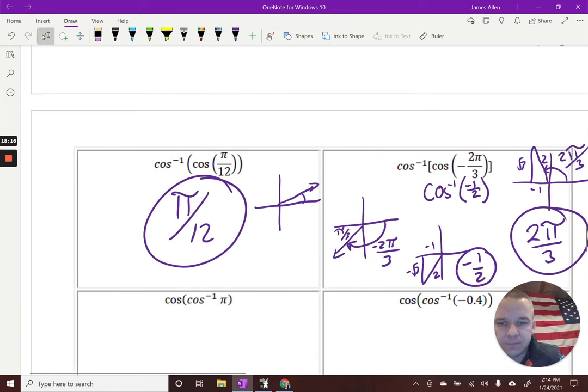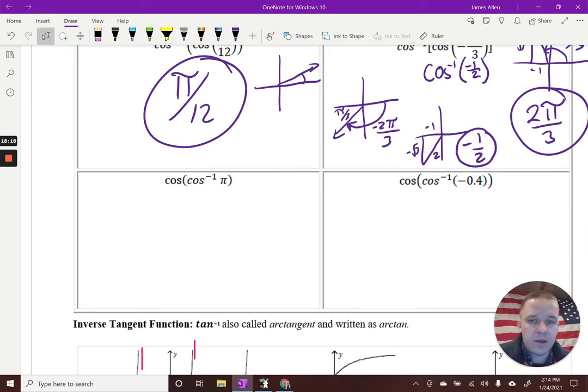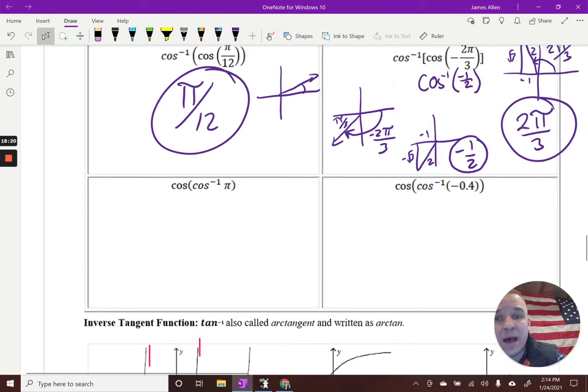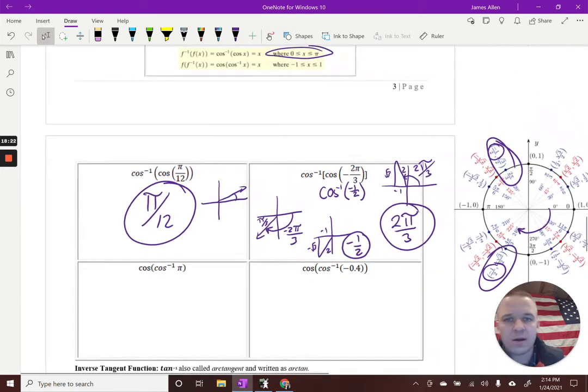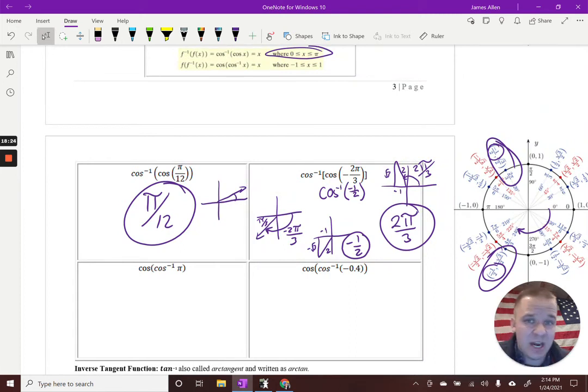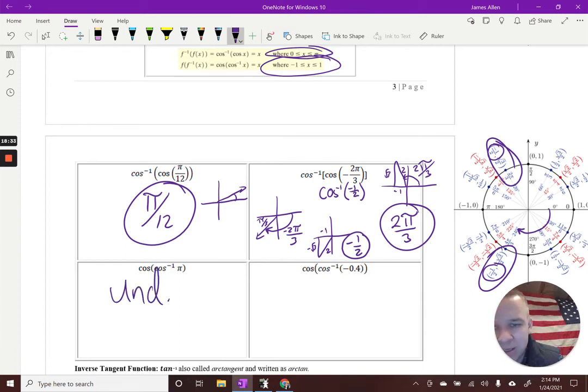Let's keep going. All right, inverse cosine of pi. Well, hold the phone here. That would be our second scenario, and x has to be between -1 and 1. Is pi between -1 and 1? This is undefined. Coolio. All right. Wonderful. Fantastic.